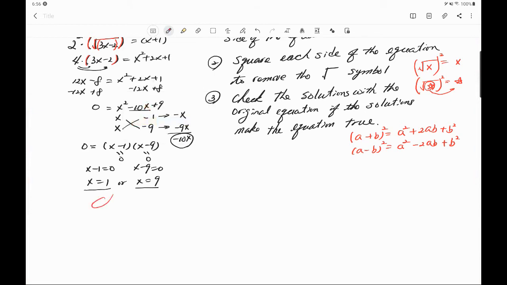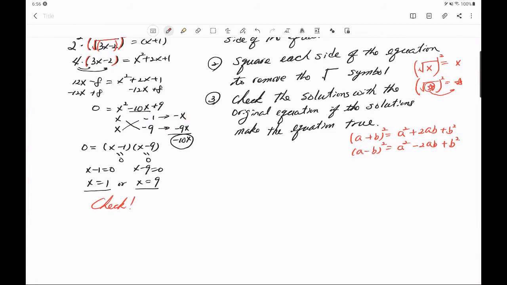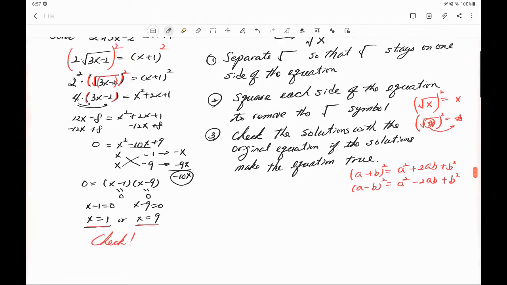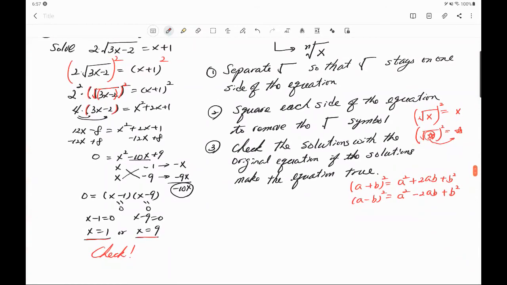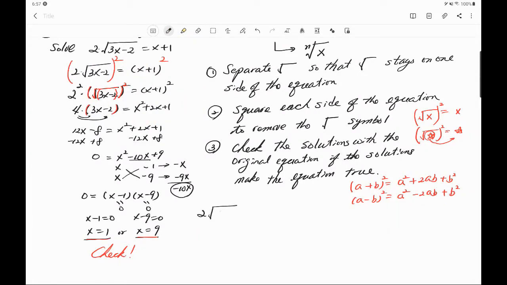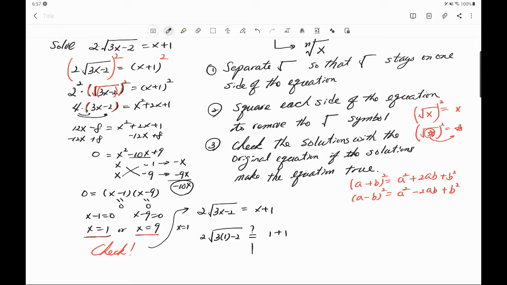Okay, check. So check this result, the value of x, in the original equation. So the original equation is this one. 2 square root of 3x minus 2 equals x plus 1. So when we plug in x equals 1, okay, let's plug in x equals 1 and see what happens. So 2 times square root of 3 times 1 minus 2. Is it equal? Well, let's check.